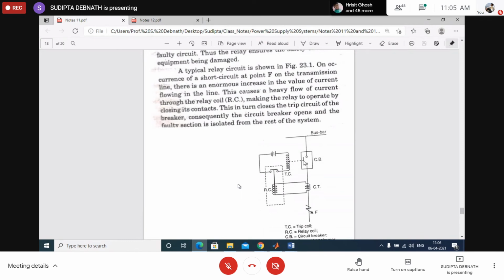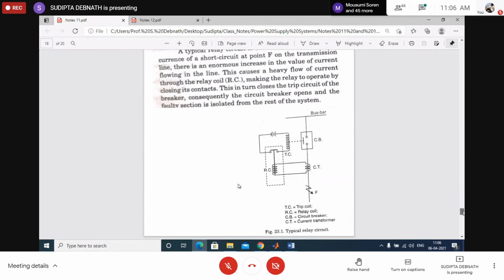Again, it is connected with the circuit breaker. As soon as the trip coil is energized, the circuit breaker will open its contacts. Initially one is a moving contact and another is a fixed contact. They were in touch with each other, but as soon as the trip coil operates, they separate. Consequently, the circuit breaker opens and the faulty section is isolated from the rest of the system. So in this way, the relay operates.